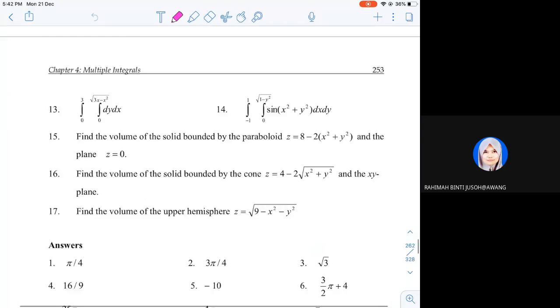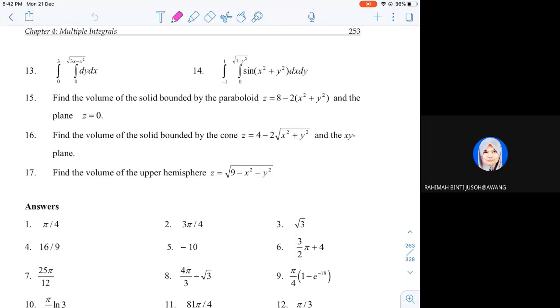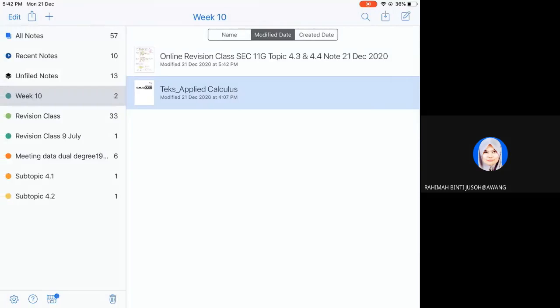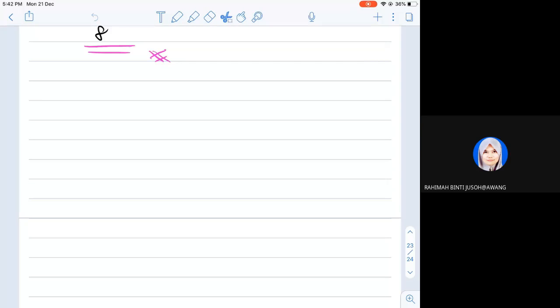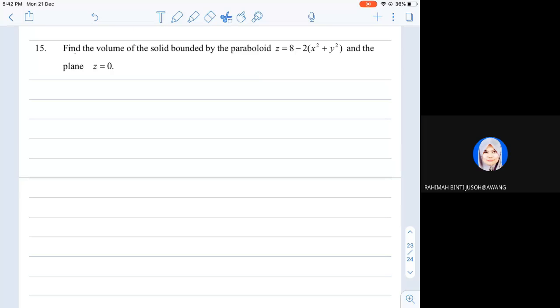Okay, one last question. Let's do a volume question. One more question, volume. Let's say we have this. It's okay guys, I will share the notes later. Alright. Okay. Z equals to 8 minus 2x squared. This one.